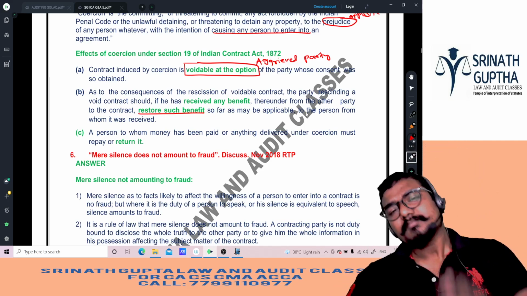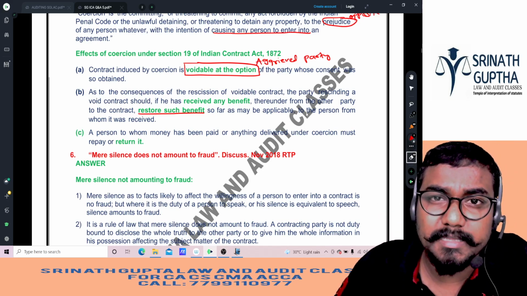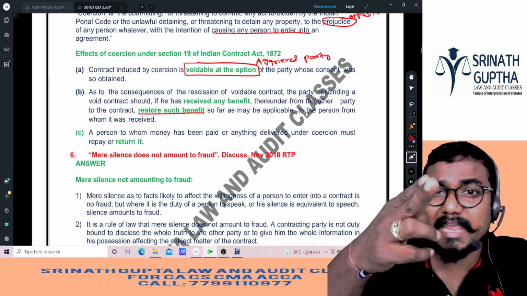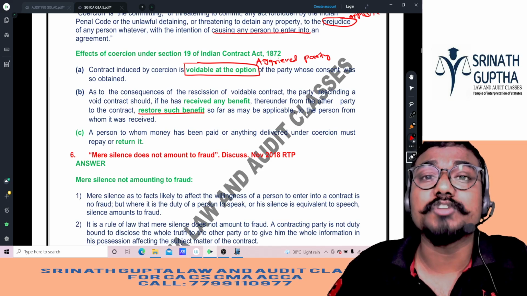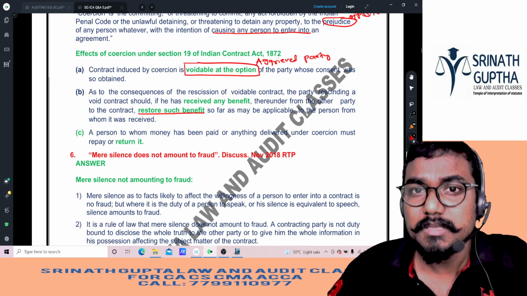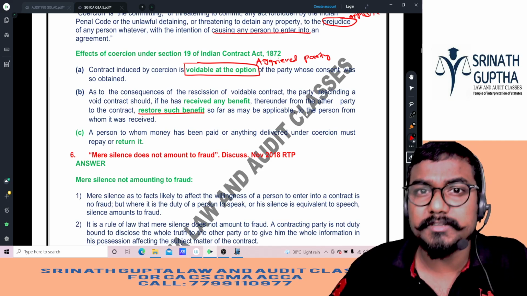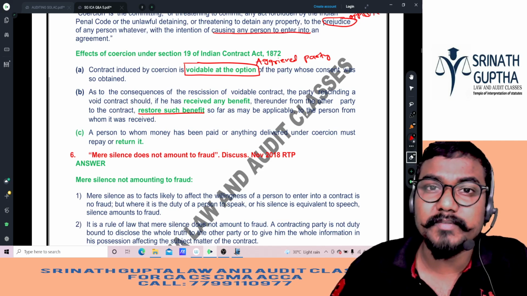For example, beta, I kept the gun against Rohit. I am taking his bike for 1000 rupees. Beta, keeping a gun against another person is a punishable offense under Indian Penal Code. I kept the gun against Rohit and I am taking the bike for only 1000 rupees. It's a coercion. Everything was recorded in the CC camera. Rohit went to court of law. He proved everything. I must return the bike to Rohit. Rohit must return the 1000 rupees to me.